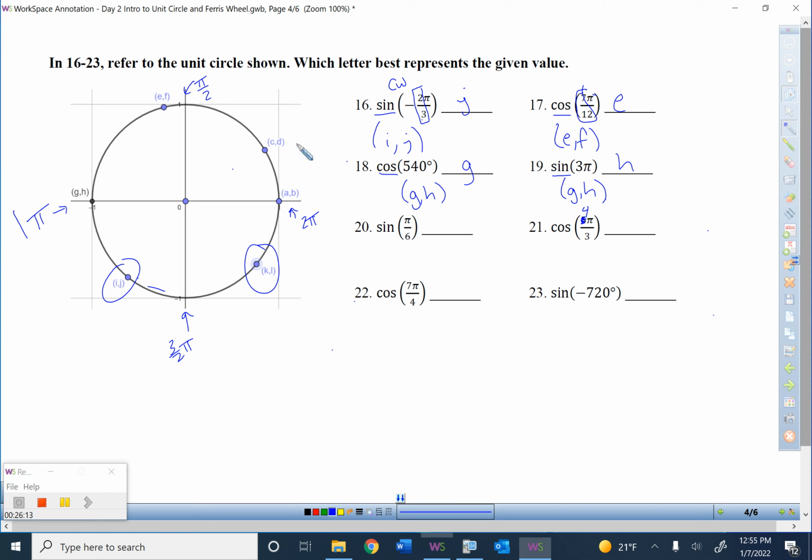Alright, this pi over 6 is right here, small fraction, d for sine. Here, 4/3 pi is that ij that we were talking about earlier. The I is the cosine. 7/4 pi is 1 3/4, so 1 3/4 would be over here, the KL. And from there we want the K value. Negative 720 goes 2 laps around backwards. I'm at AB, and I want to choose the B value.